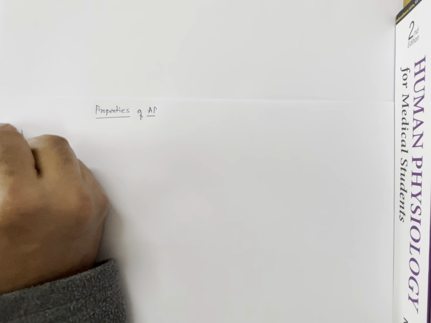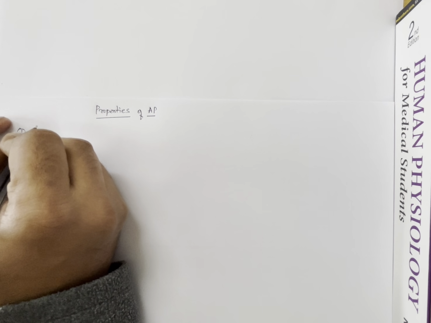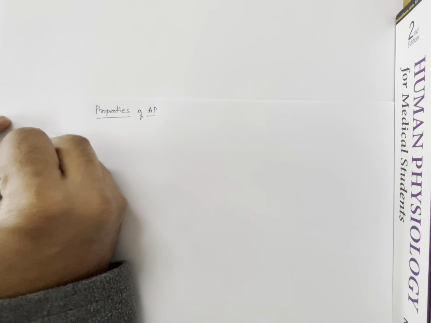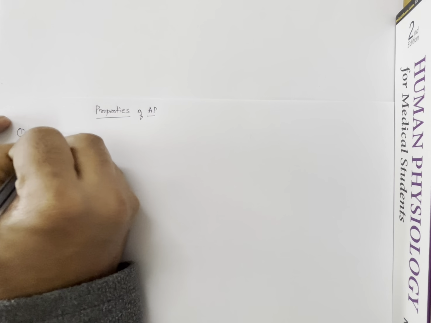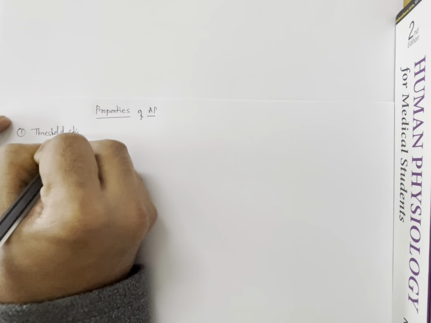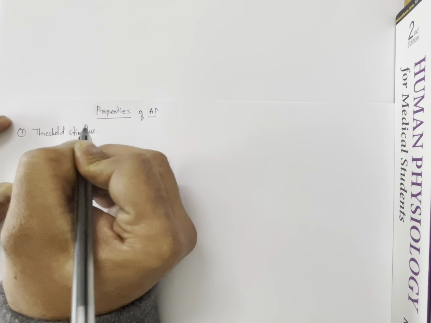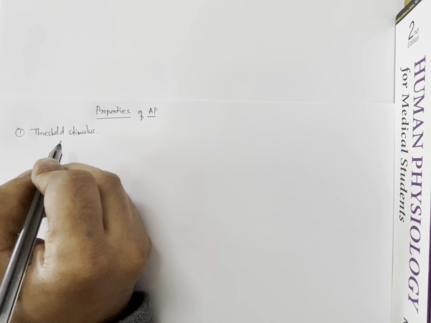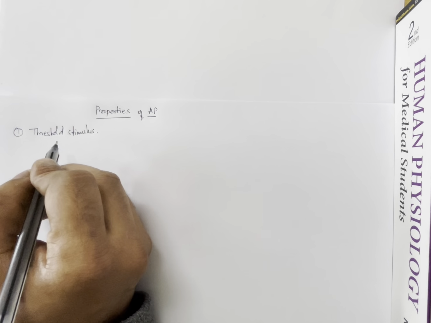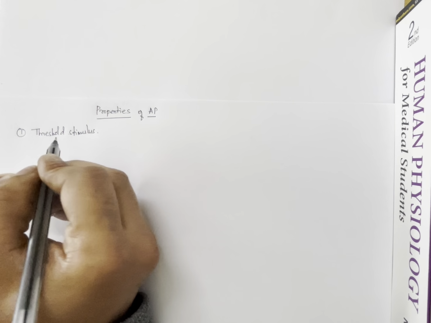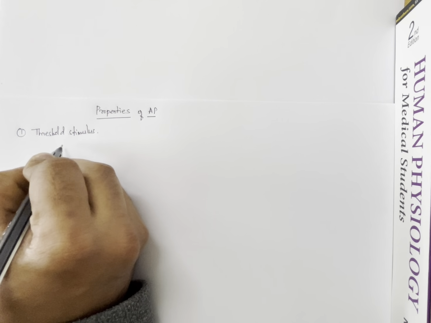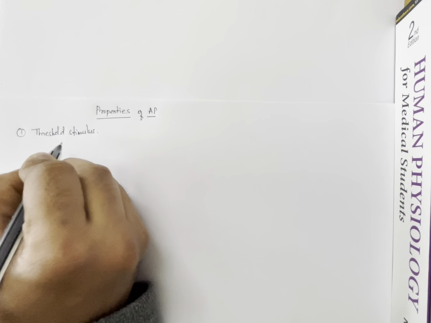So first property is, for an action potential to be generated, threshold stimulus should be applied. For the action potential to be generated, the strength of the stimulus should be adequate and the duration for the application of stimulus should be adequate. So that is threshold stimulus.